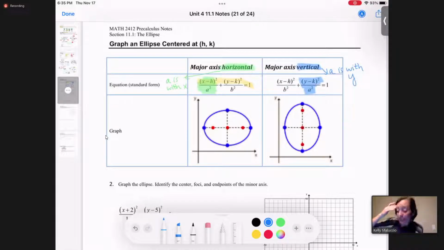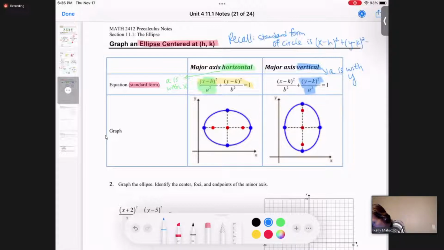But again, we basically have the same equation, now we're calling it standard form for the equation of an ellipse that's centered at (h, k). It's very similar to the standard form of a circle, just recall. And if you don't recall, this is it: x minus h squared plus y minus k squared equals r squared. For an ellipse, the right-hand side has to equal 1.